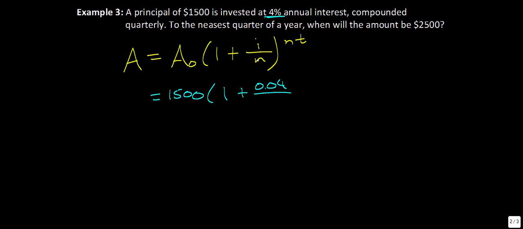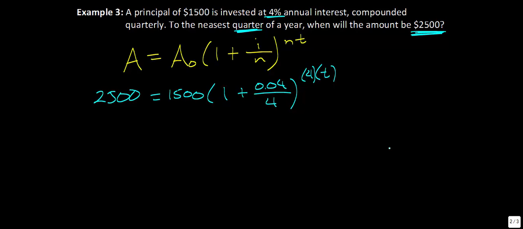N is my number of compounding periods. It said it was compounded quarterly, so quarterly meaning 4 times a year. So I put a 4 in, like so. N, of course, is going to match. This is going to be 4. And then t is the number of years that we're looking for. That, indeed, is our unknown. So I leave it as t, like so. And then the last thing is that we actually know what we're trying to get to. We're trying to get to 2,500 right here, just like so.